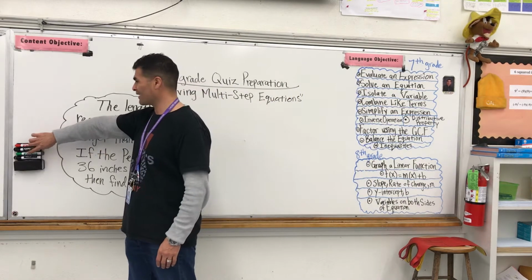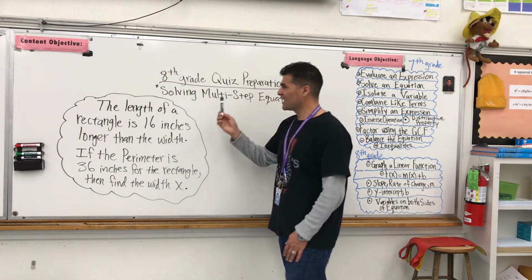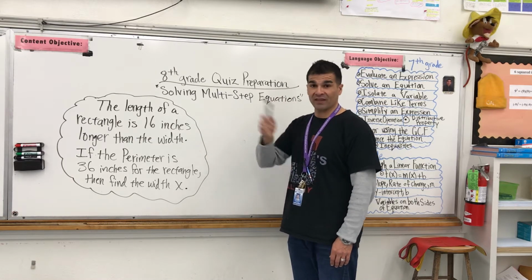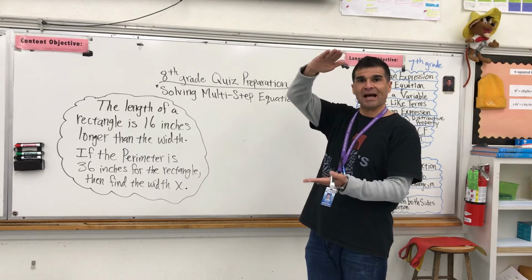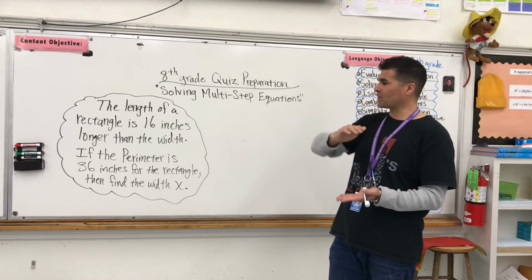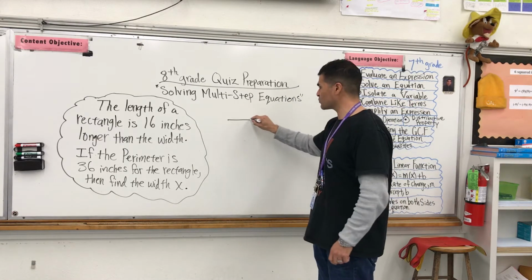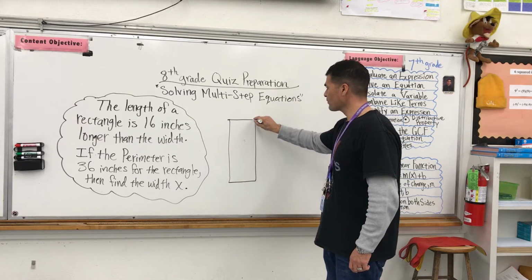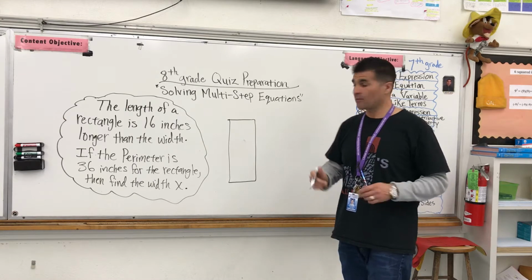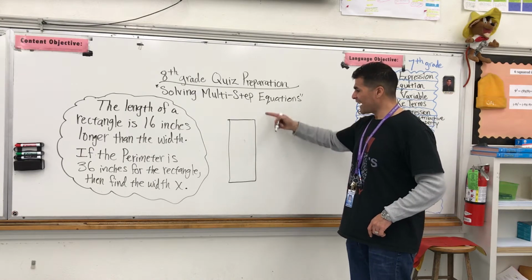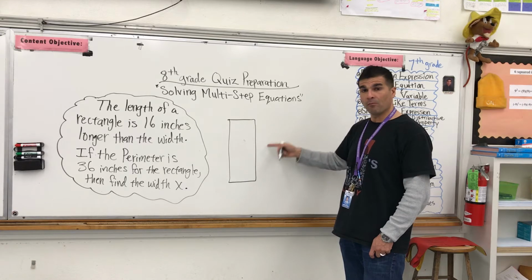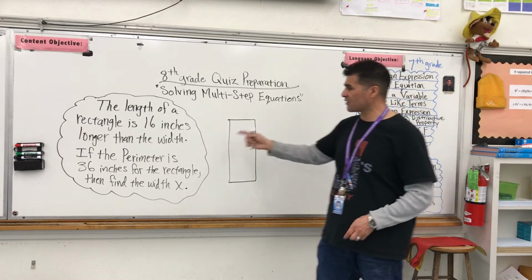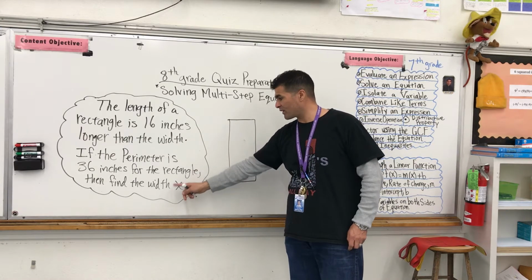What we have going on here is a story that says the length of a rectangle is 16 inches longer than its width. So the length is how high it is from the top to the bottom. Let me draw you a picture of what this rectangle might look like, so you have a visual image of it. We don't know what its length is, but whatever its length is, it's 16 inches more than whatever its width is. We don't know its width either, because our job is to find the width, x.